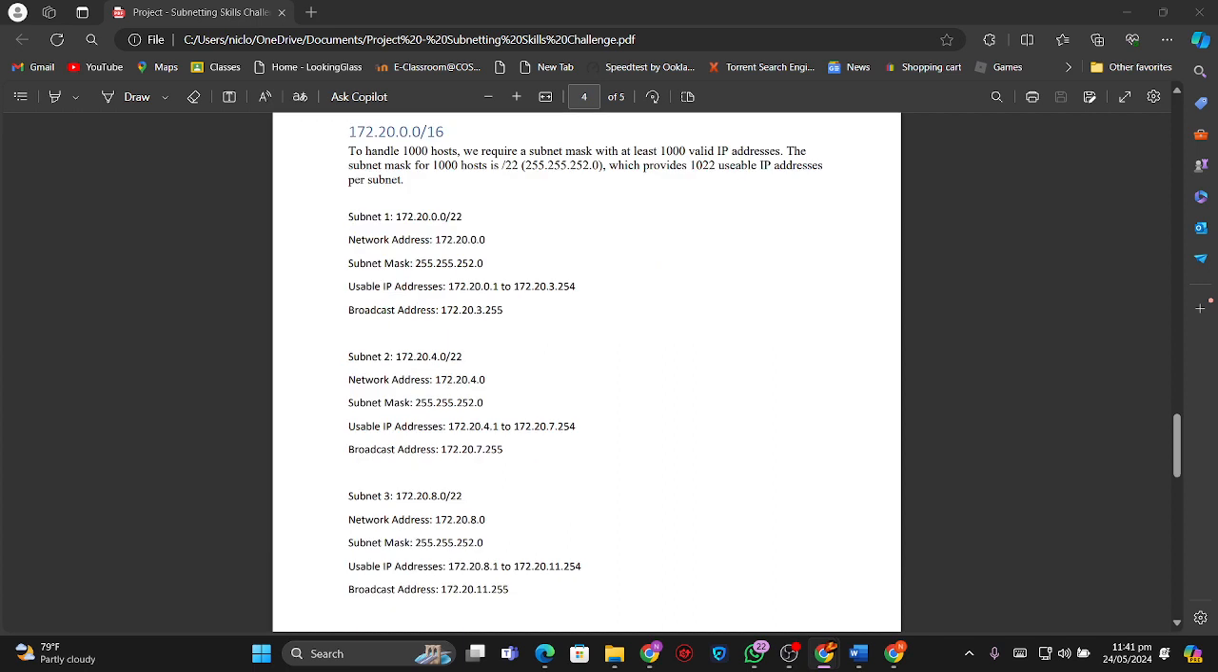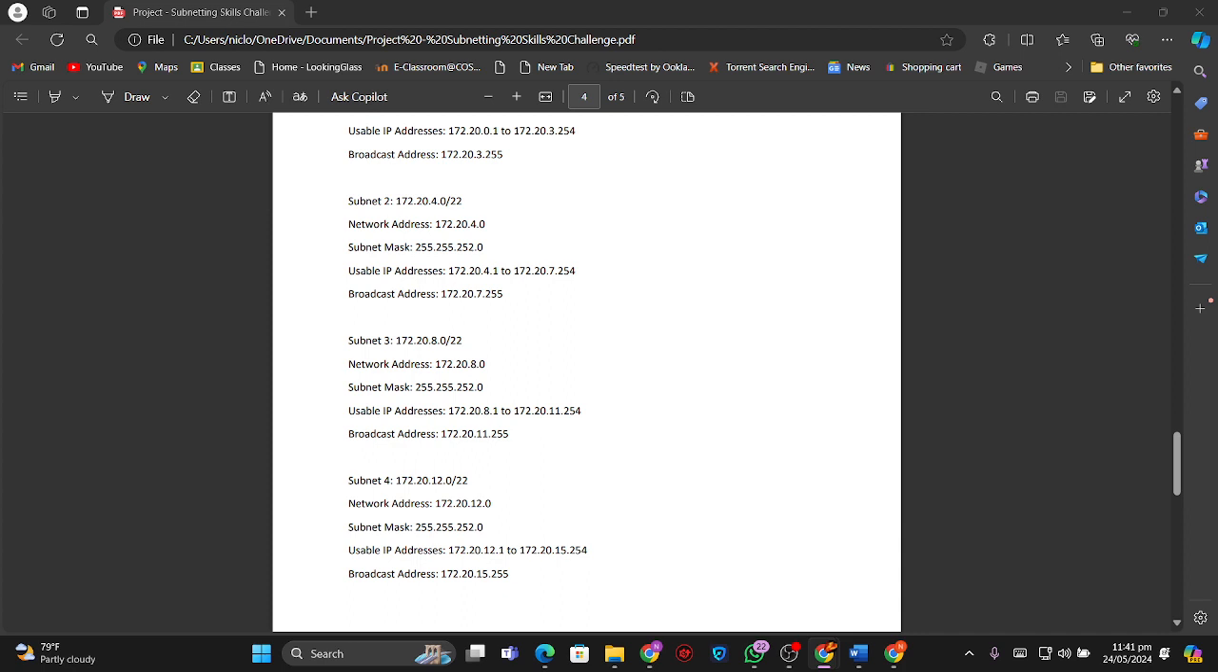Subnet 2 has the network address of 172.20.4.0 and a subnet mask of 255.255.252.0, using IP addresses from 172.20.4.1 to 172.20.7.254, and with a broadcast address of 172.20.7.255.